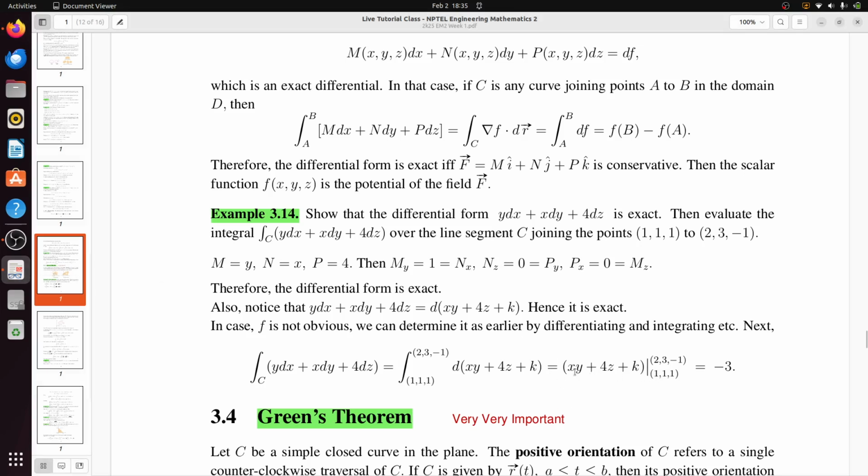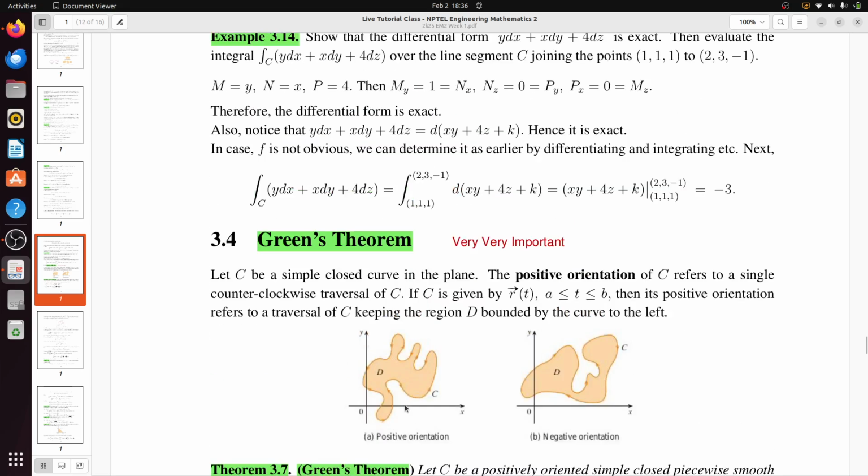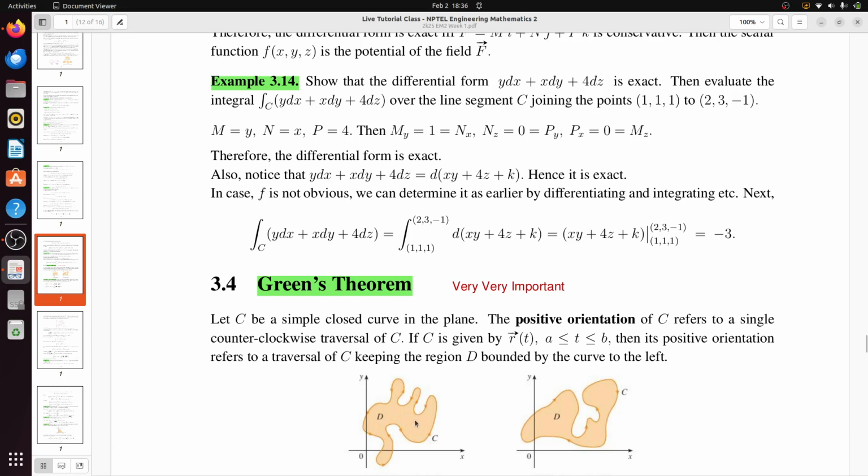So this will become xy plus 4z plus k, evaluated from (1,1,1) to (2,3,-1). So your answer will be xy plus 4z at the point (2,3,-1) minus xy plus 4z at the point (1,1,1). What will be your answer? At (2,3,-1), you will get 2, and at (1,1,1) that will be total 5. So 2 minus 5 will be minus 3, which will be your answer. I hope that this problem is clear to you.